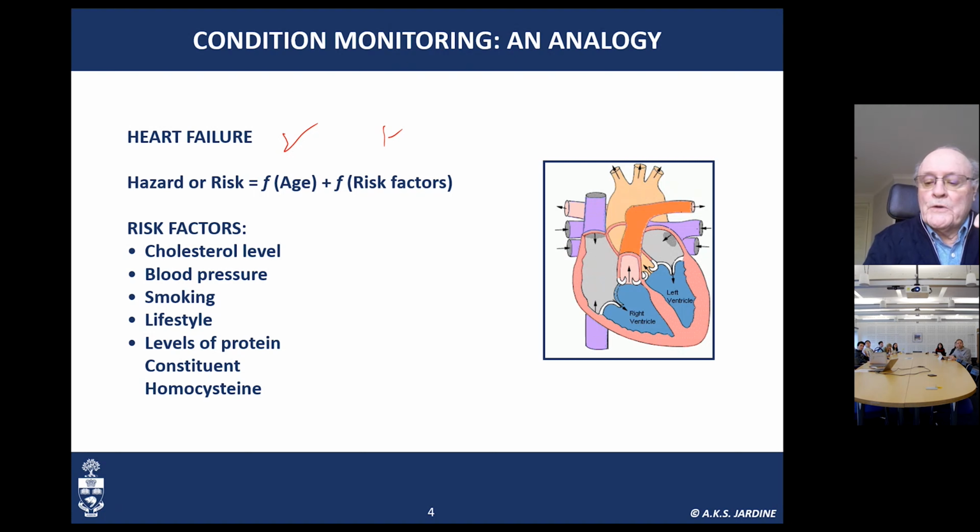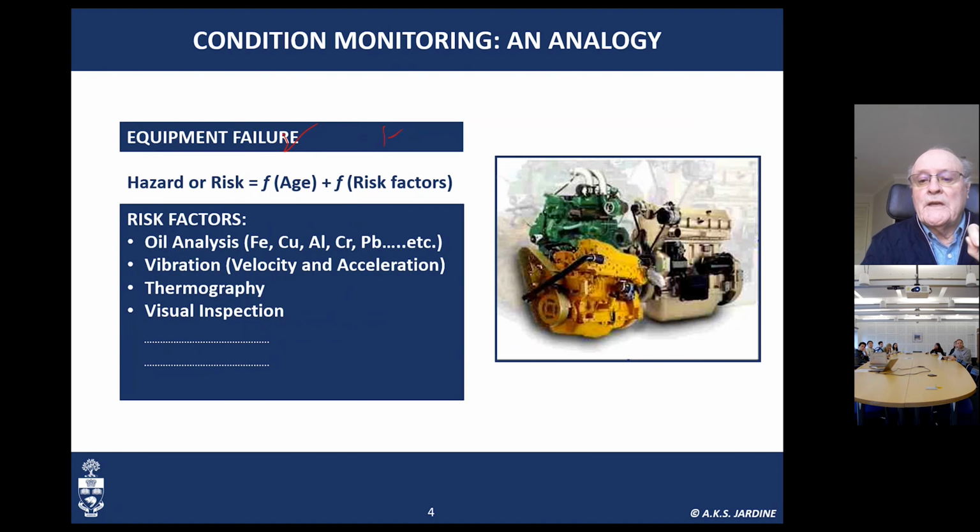Well, that's the same as what we're doing with condition monitoring. So instead of the heart, if we have a gearbox, an engine, a transmission, and we ask ourselves the question, what's the risk of heart failure? Sorry, the risk of engine failure? Well, it may be dependent upon its age. It may be dependent on risk factors.